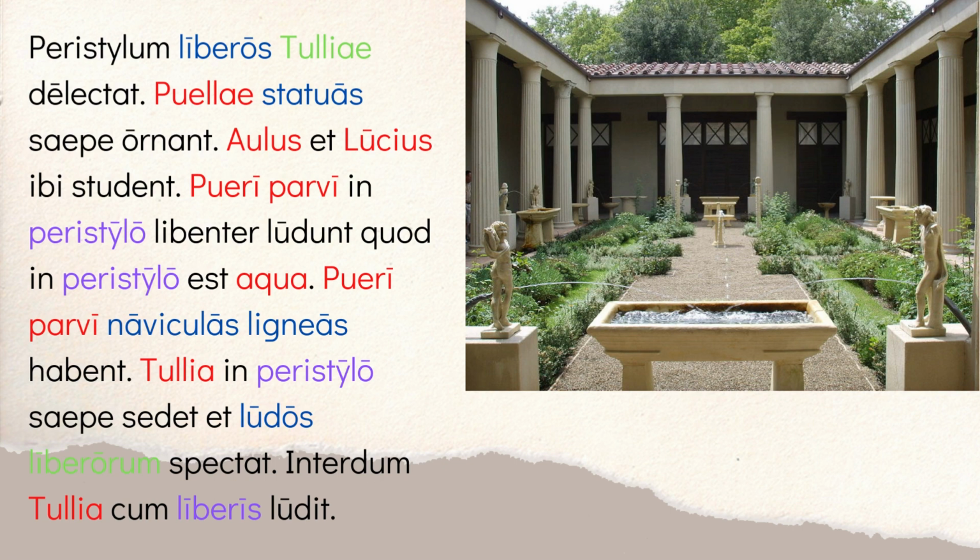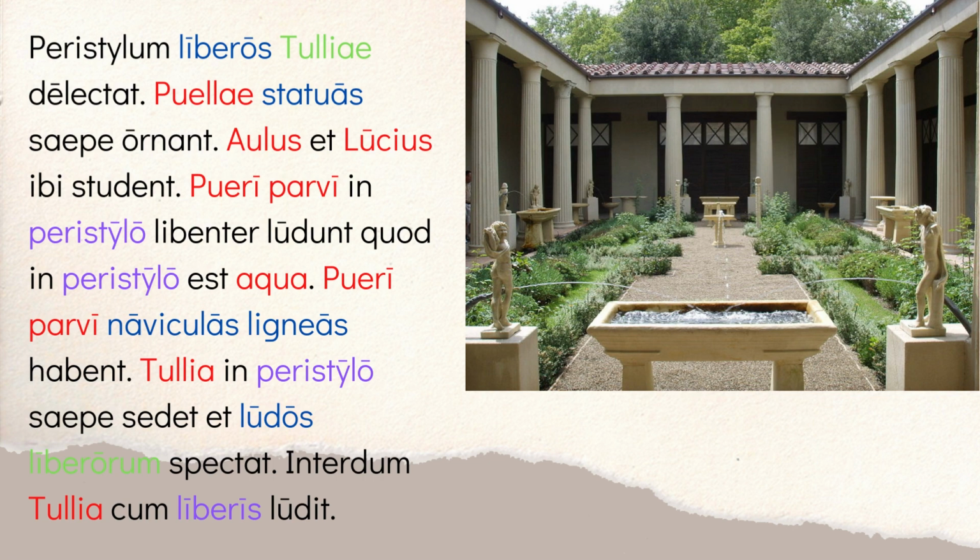Then you have puellae statua saipe ornant. So the girls often, saipe, ornant, they decorate the statuas, the statues. And you can see in the picture, there'd be a bunch of different statues in your sort of garden with the columns around it. Then you have Aulus et Lucius ibi student. So Aulus and Lucius, they study here, right? Student, they kind of practice their school here.